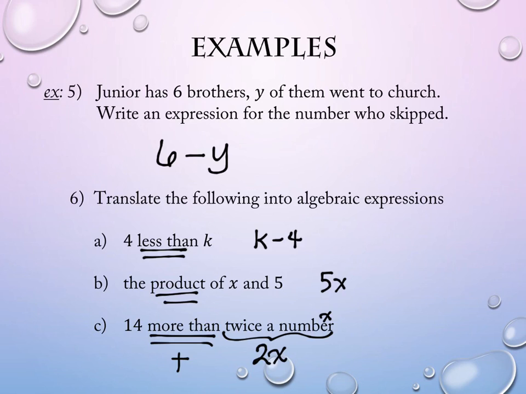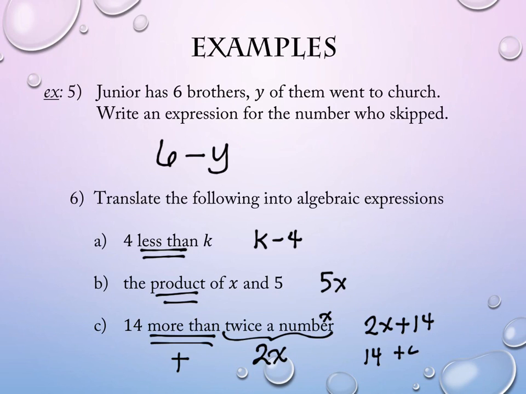On most of your homework problems, it actually tells you what to let your variable be. So you'll just use whatever variable they give you, okay? So this says 14 more than twice the number. So if I put all of that together, what would it look like? You can do 2x plus 14. On this one, it would even be okay to do 14 plus 2x.